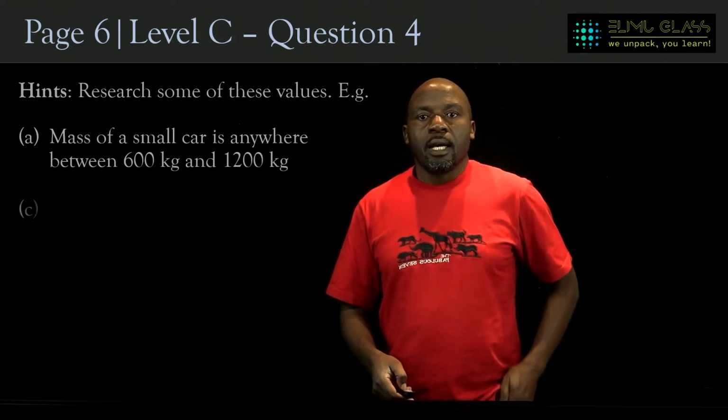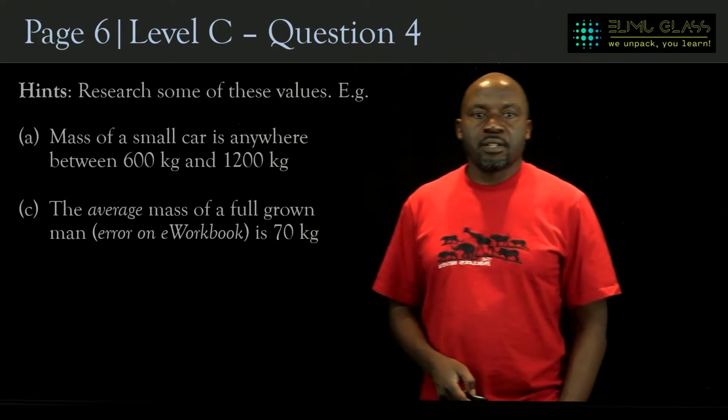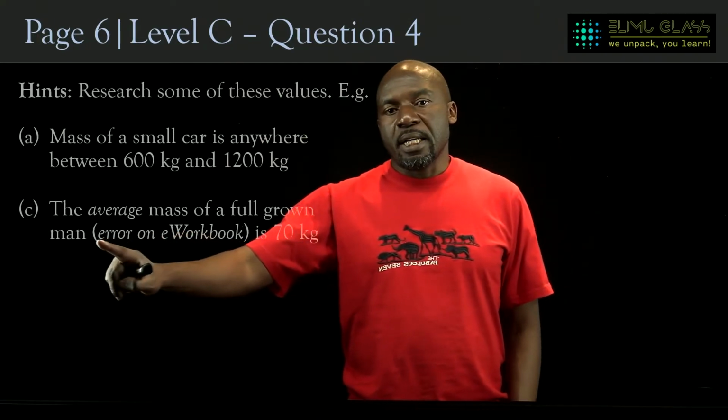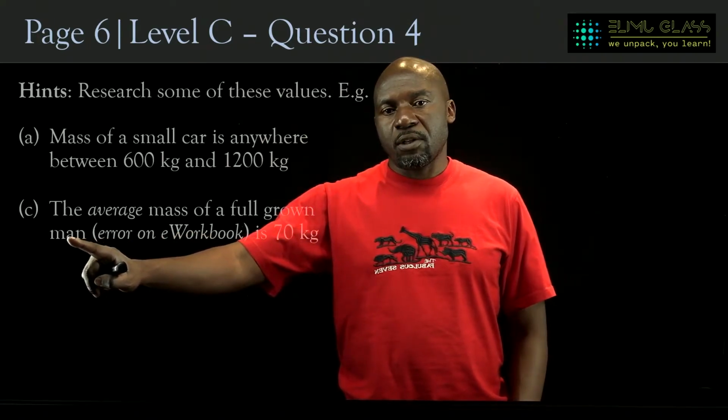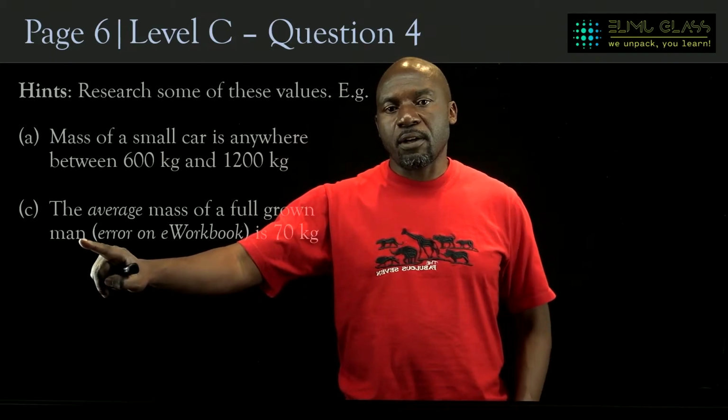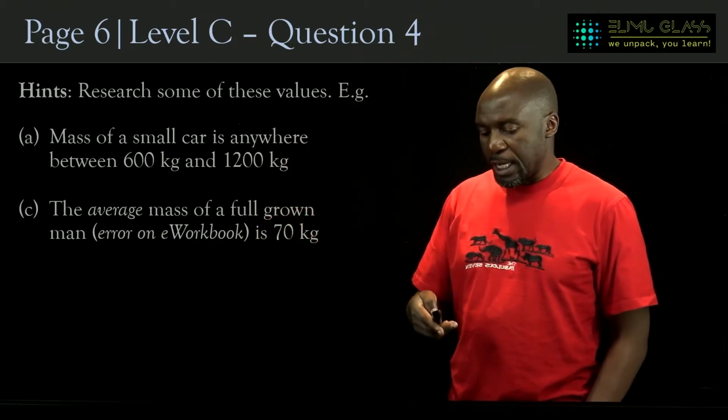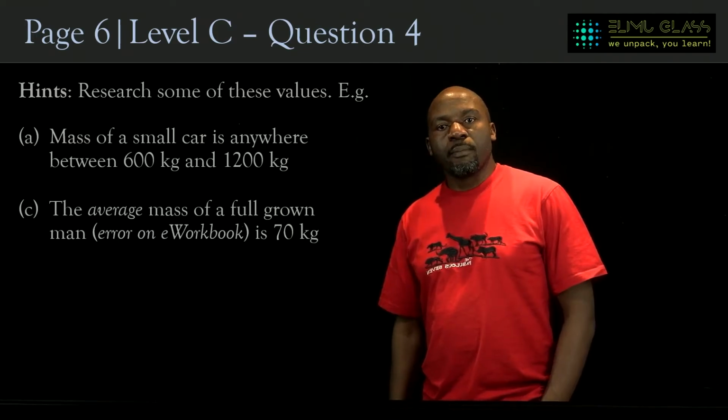You should get the same value for the order of magnitude. Okay, next was C, the average mass of a full-grown man. In the eWorkbook, I think I wrote this as mass. That was a clerical error. So just note that we meant full-grown man.